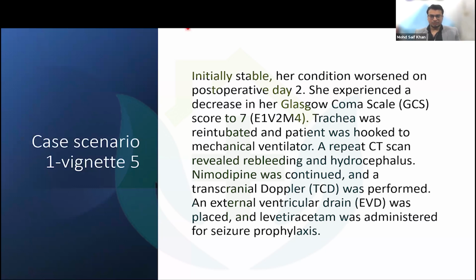Now this is vignette 5. Initially stable, her condition worsened on day 2, and GCS dropped to 7. She required reintubation, and the patient was put on mechanical ventilation. Repeat CT scan showed a rebleed and hydrocephalus. Nimodipine was continued, TCD monitoring was started, EVD was placed, and seizure prophylaxis was started.